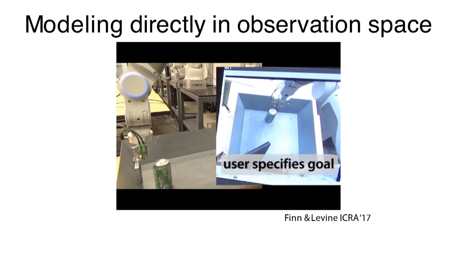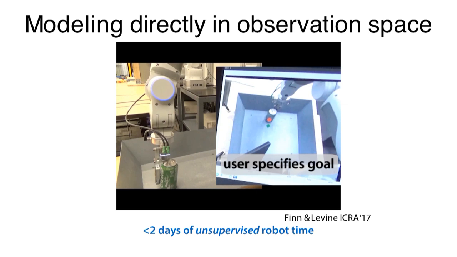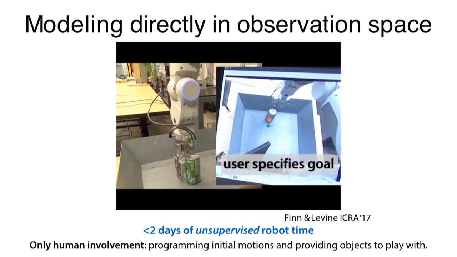Once you've learned your model, you can have a human click on a point and where they want that point to move to, and the robot can then plan using its video prediction model to achieve the specified goal. The model here was learned with less than 2 days of unsupervised robot time, so the robots were just making motions on their own. In particular, the only human involvement here was programming some initial motions for the robots to execute and providing some objects to play with. And that's it.